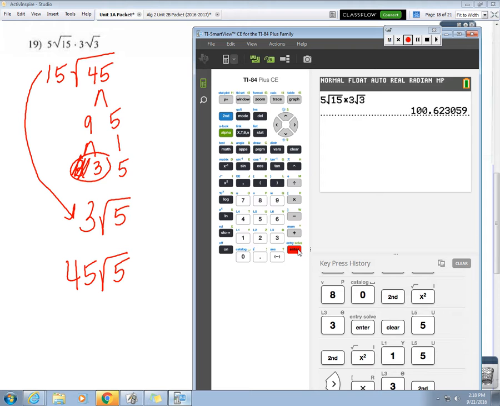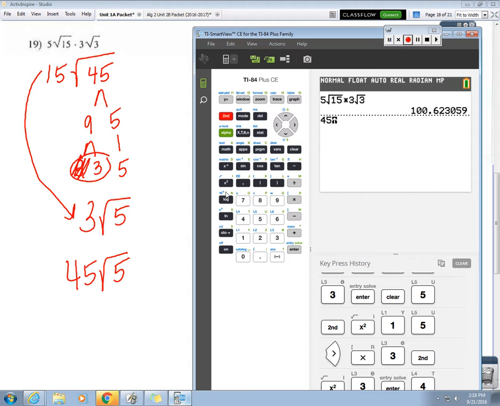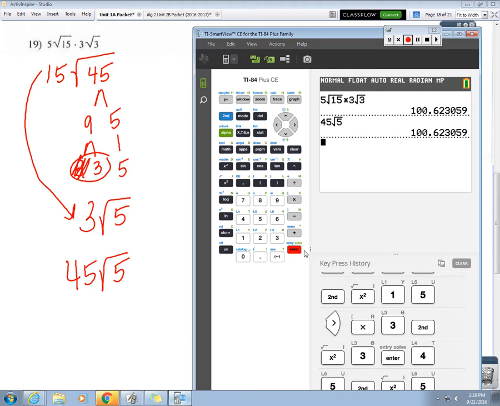And that equals 100.623059. And now I'm going to type in what I think is the right answer, 45 square roots of 5. And it is, because I get the same thing.